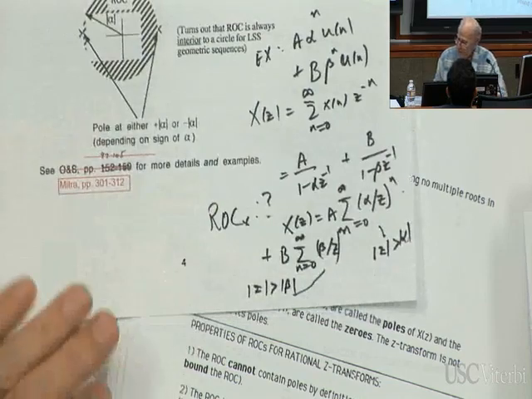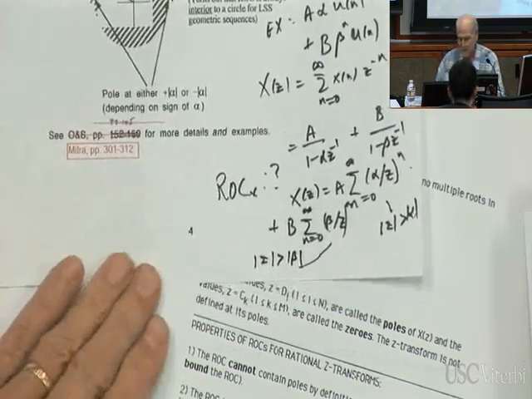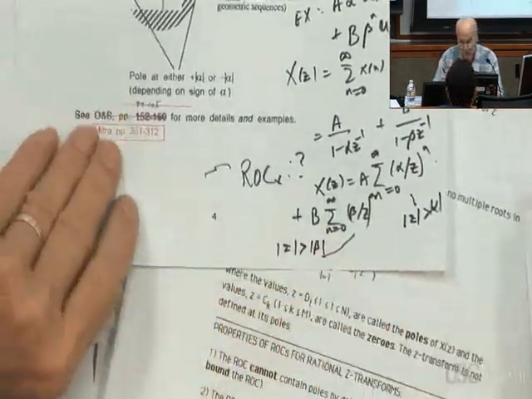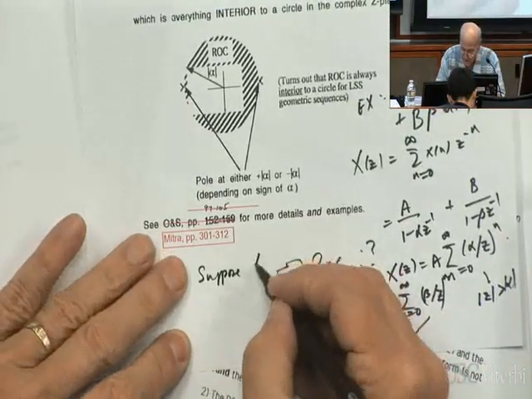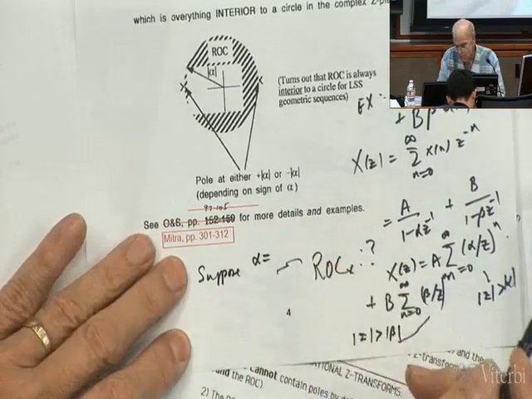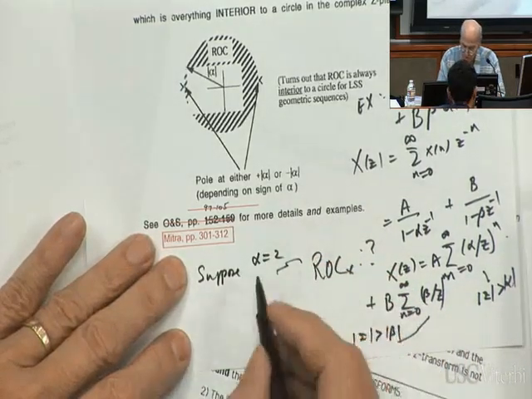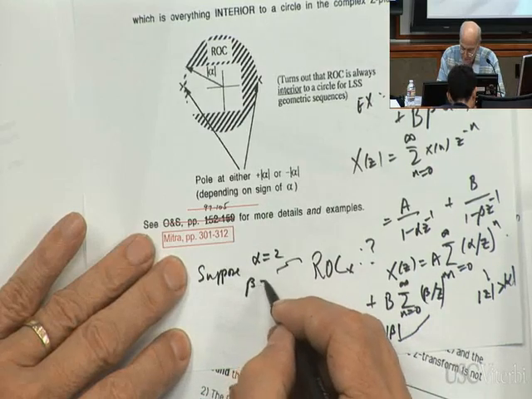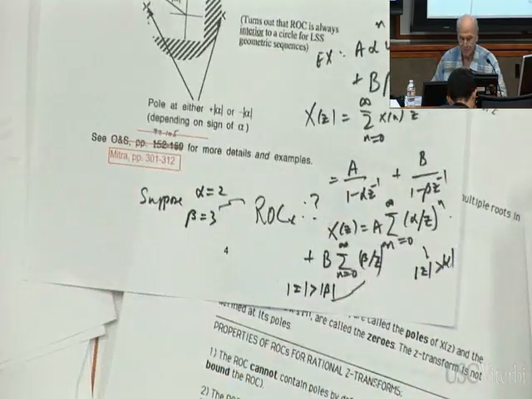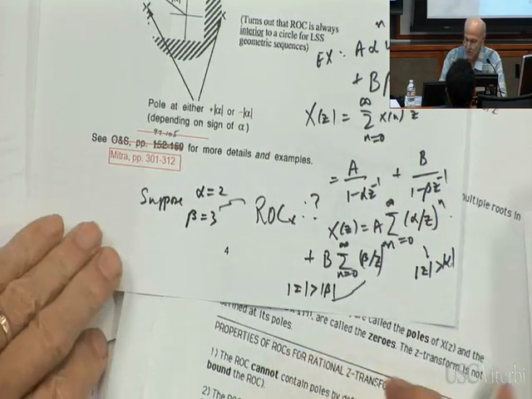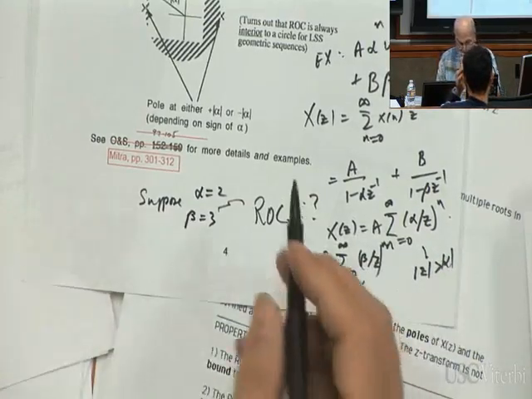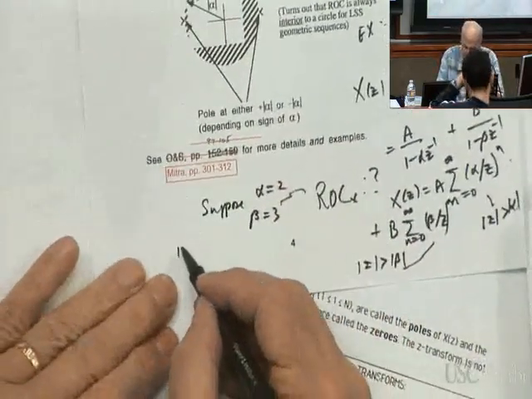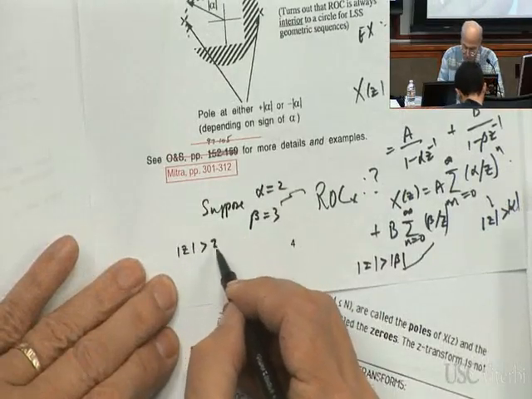And again, keep in mind, it's the region of the complex plane for which the z transform converges. So let me give you a very interesting example here. Suppose, just for the heck of it, alpha equals 2 and beta equals 3. Well, then what is the region of convergence? We have two possibilities here. z greater than alpha, so you could say z greater than 2?